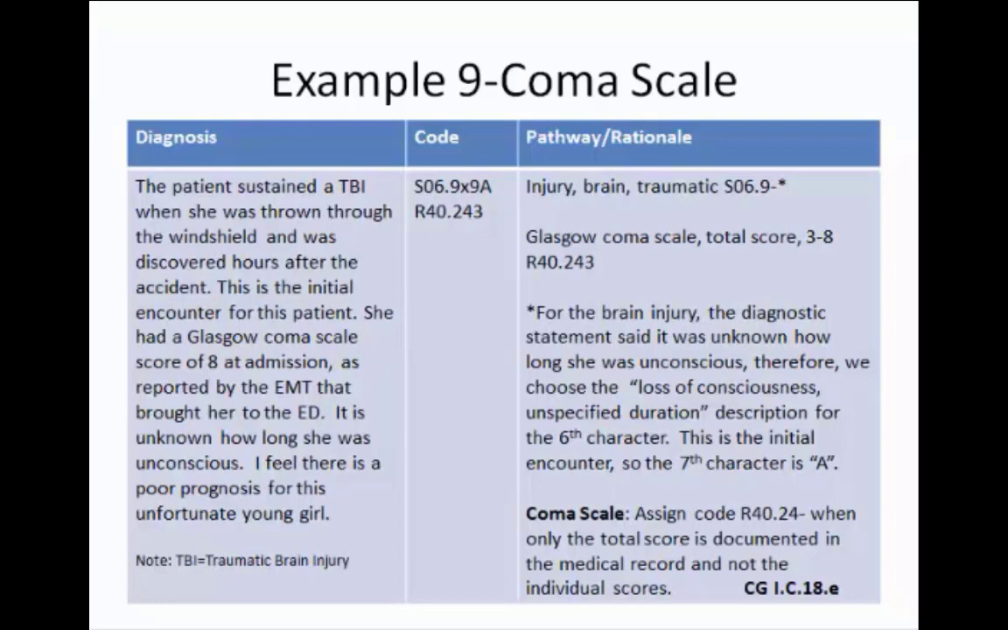I've walked you through how we get those codes, and the Glasgow-Coma scale with a total score. In this case, her total score was 8. It falls within the range of 3 to 8. And when you look in your alphabetical index, you'll see the ranges there. The lower the score, the poorer the outcome. Because in the diagnostic statement we were told we don't know how long she was unconscious, we have to choose the loss of consciousness unspecified duration description for the 6th character, and the 7th character is A for our S06 code.